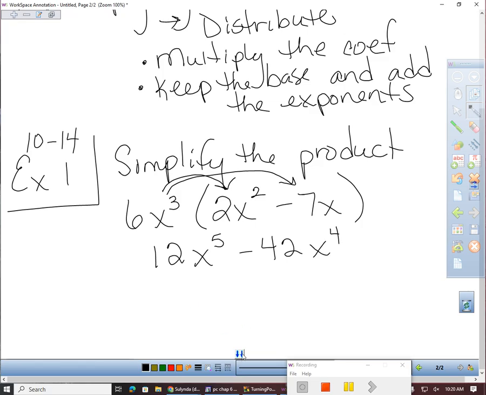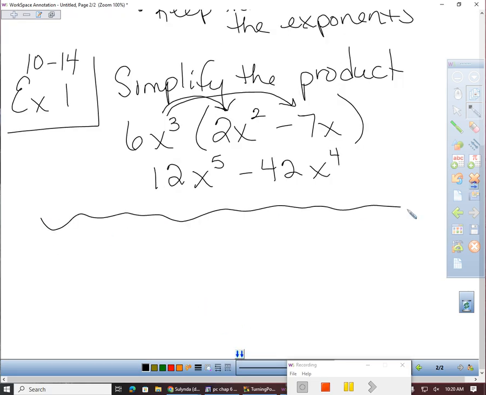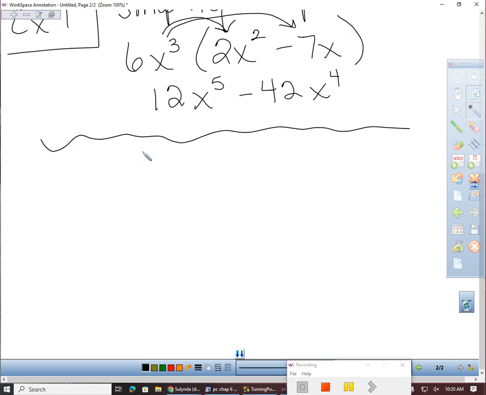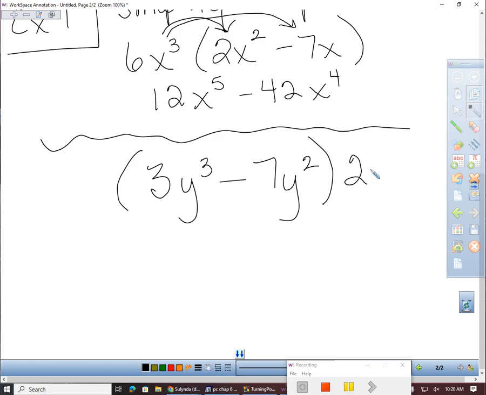All right. In that same example, let's do another one. What if you get a problem that's written like this? 3y to the third minus 7y squared, and then it's got times 2y behind it. Same thing. It is the same thing. Remember, I want you to write that 2y in front, so we're just going to write it in front of it to begin with.